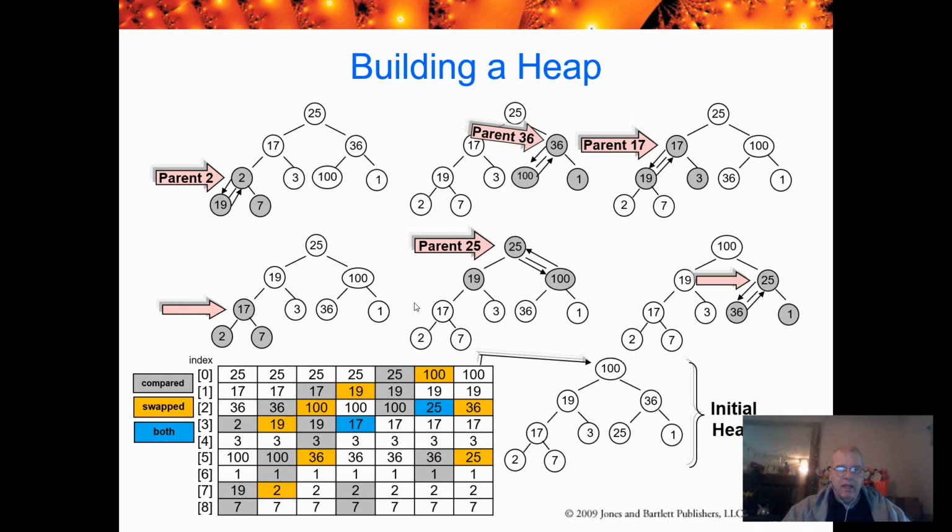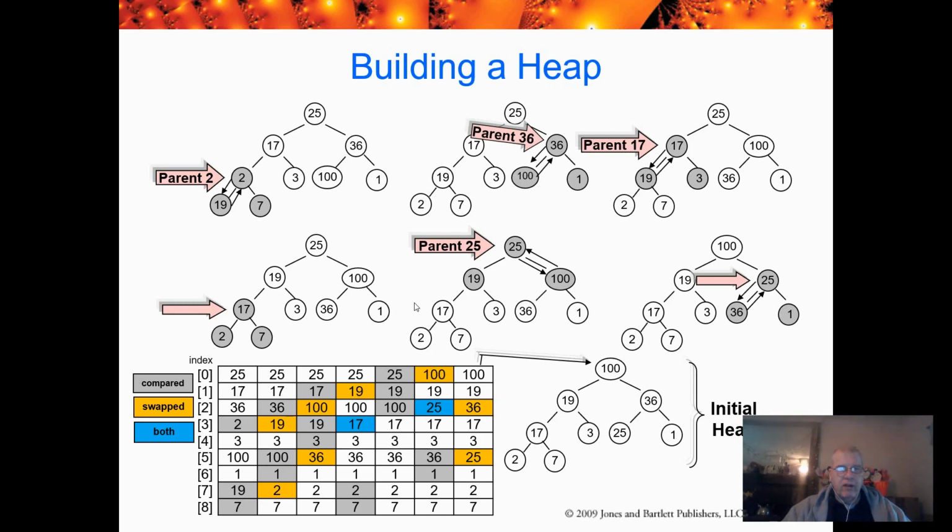Now at the bottom is a different representation of this process. You can draw it out, or you can build the table, or you can do both. So notice that the left element is the unsorted non-heap initial array. And we swap 2, 19, and 7. We compare those three, and we swap 19 and 2. That's the gold. The gray is the comparison, the gold is the swap.